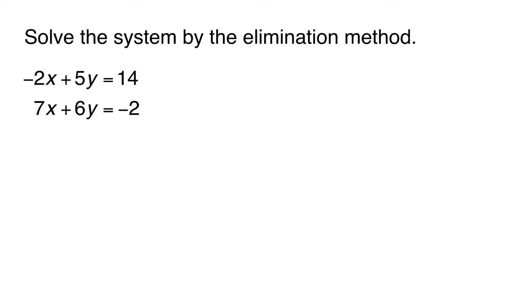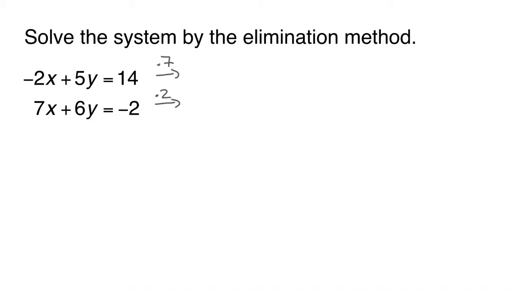To solve a system by the elimination method, we want to eliminate one of the variables when we add the two equations together. To do that, we want the coefficients of one of the variables to be opposite. Notice that the coefficients of x in each equation are not opposite. And so let's multiply the first equation by 7 and the second equation by 2 so that we eliminate x when we add the equations.